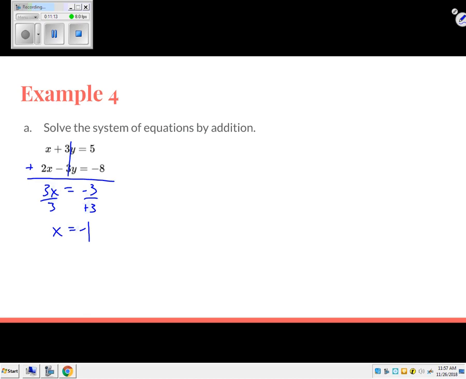So yeah, substitution would not have been hard on this one, but look how much easier elimination was. Definitely could have used substitution and got the right answer though. I just want you to know that.